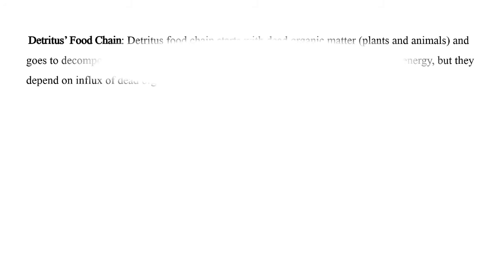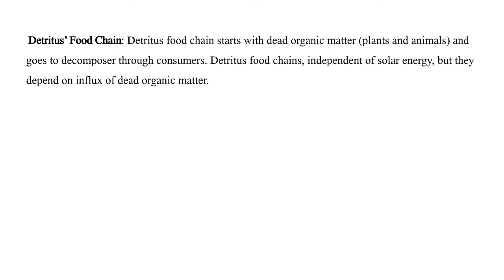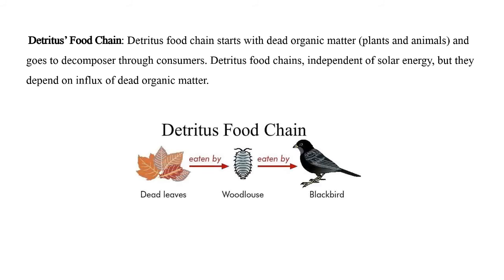Next type of food chain is detritus food chain. Detritus food chain starts with dead organic matter, plant and animal, and goes to decomposer through consumer. Detritus food chain is independent of solar energy, but they depend on influx of dead matter. Example, dead leaves eaten by woodlouse and that is eaten by blackbird.